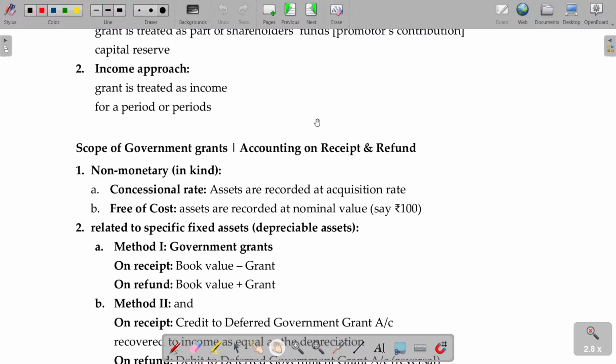Another one is given, which can be adjusted in the cost of the asset or can be shown separately. Next, if the asset is a non-depreciable asset related to land and building, in case of a depreciable asset you can depreciate. In case of a non-depreciable asset, again it can be subtracted from the asset's value.